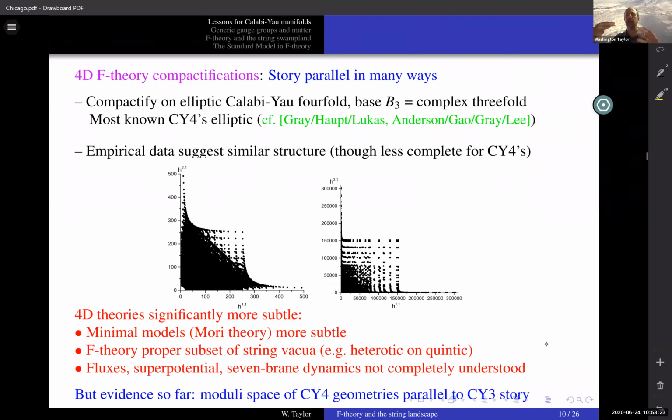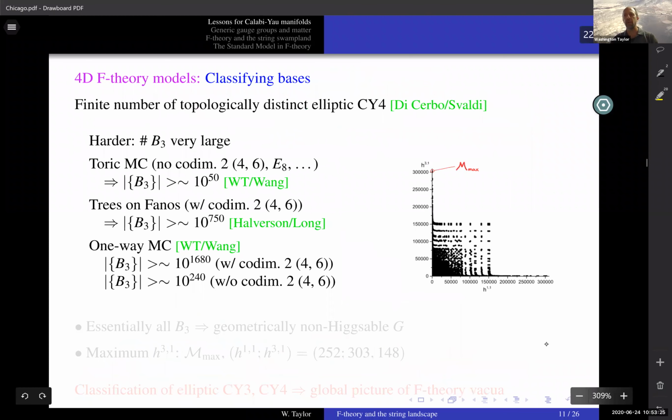Again, we can try to classify all the bases. I mentioned that with Dave Morrison, we found all 65,000 toric bases for elliptic Calabi-Yau threefolds. If you try to do the same thing for elliptic Calabi-Yau fourfolds, it's much harder. My student Yinan Wang and I some years ago had to go Monte Carlo and found that the numbers were just running away. And then we found that if we do a simple-minded Monte Carlo where we limit ourselves to a subspace where we don't pass through any technical codimension 2, 4, 6 points, which give us E8s and things, we already got over 10 to the 50 bases statistically.